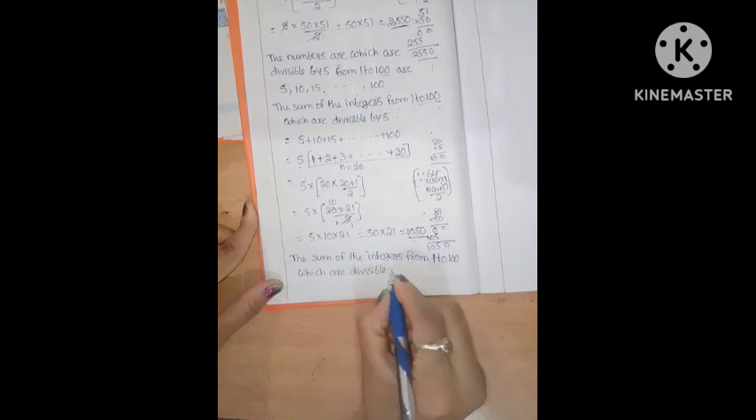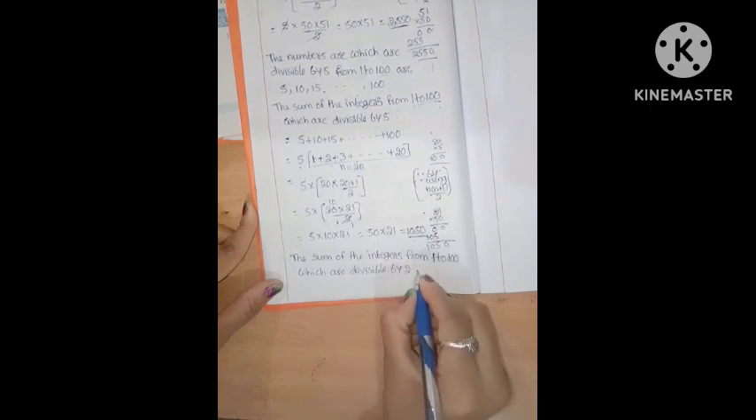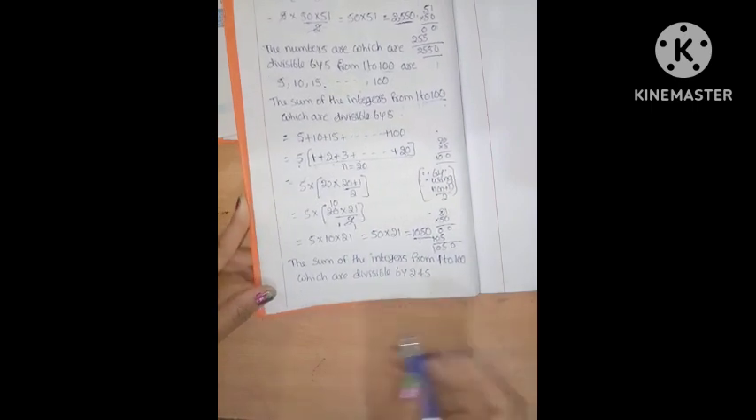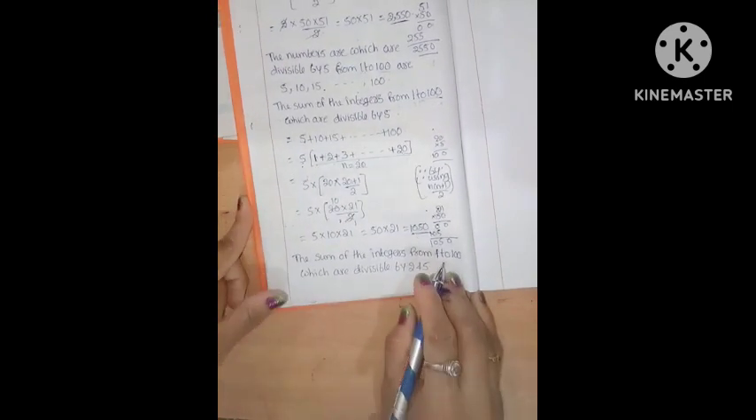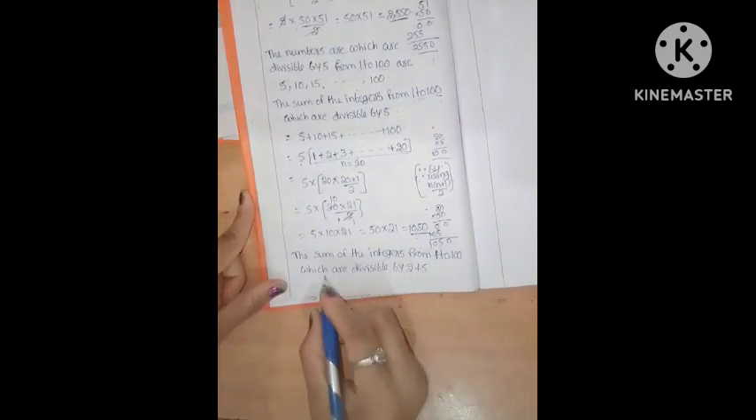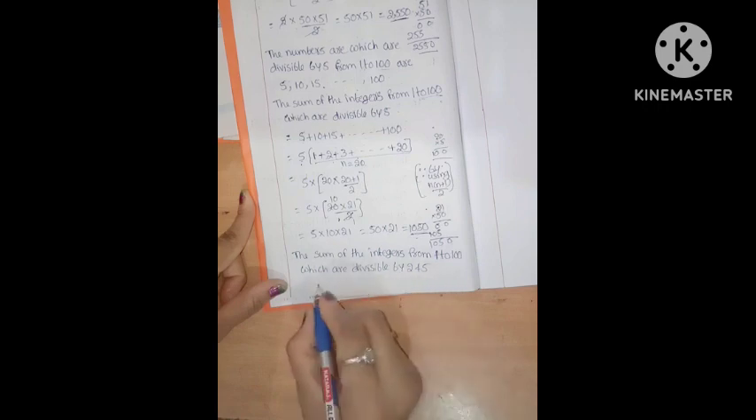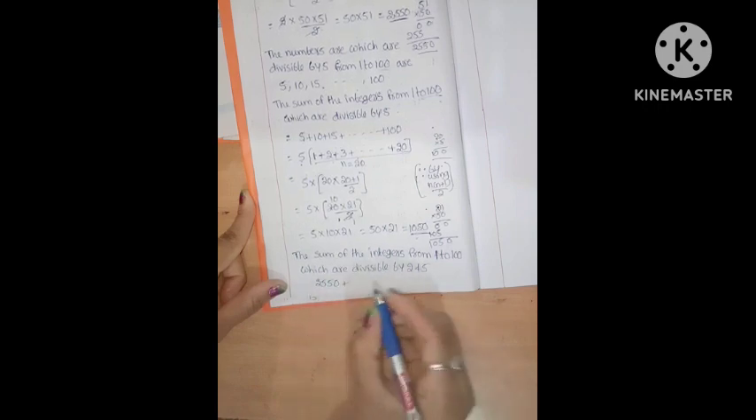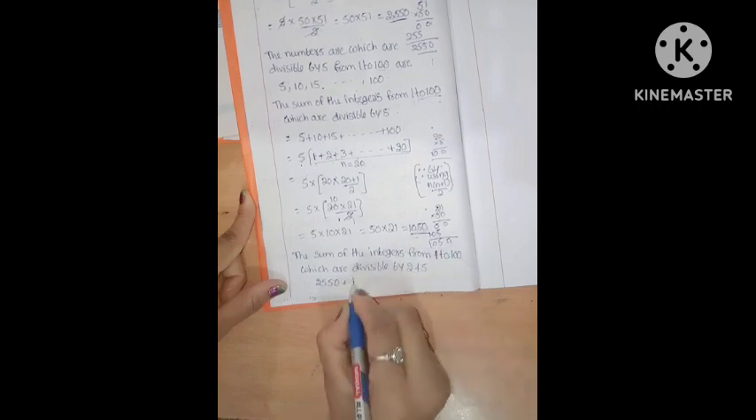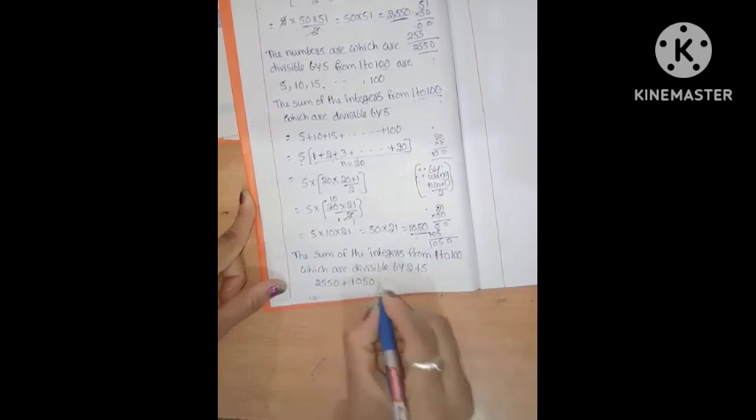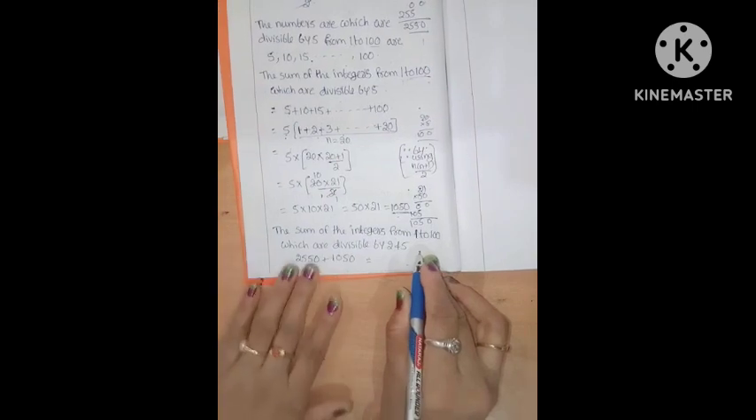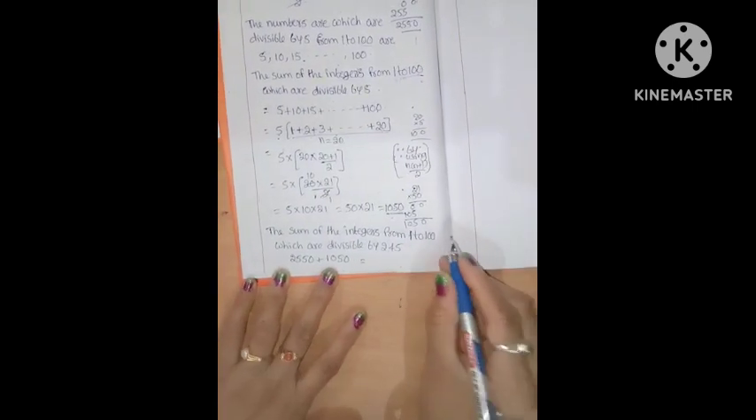Are divisible by 2 and 5. Okay. What is the sum of the integers from 1 to 100 which are divisible by 2? It is 2550. Plus the sum for 5, which is 1050. So the total sum of these two terms, how much value will come?